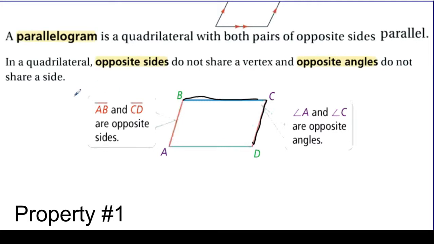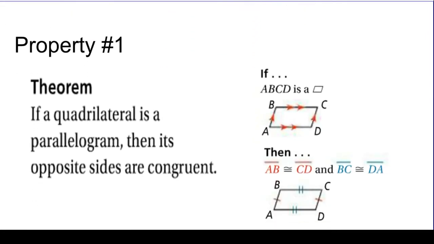So we're going to use those words, and we're going to throw out a few properties, and I'm going to prove one of them for you, and then you can use similar processes to prove all the rest of them. So I'm not going to do it for the rest of them. Here's your first property. The first property claims that if a quadrilateral is a parallelogram, then the opposite sides of that parallelogram will always be congruent to each other.